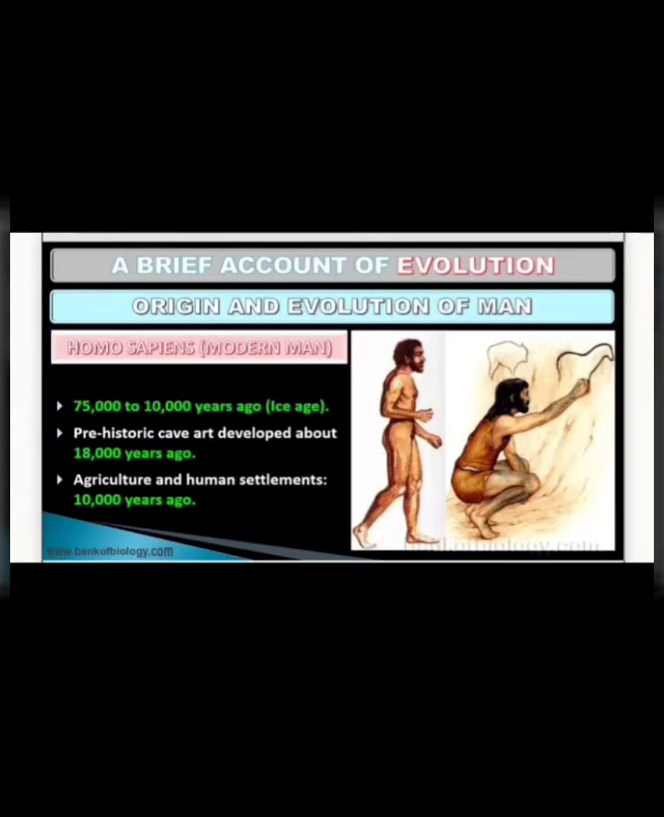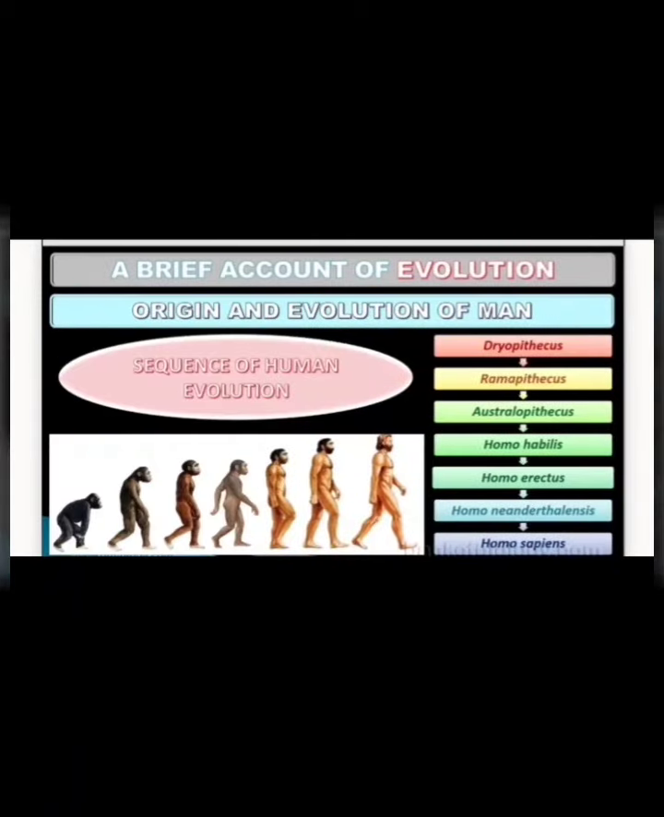He appeared about 75,000 to 10,000 years ago, which was also called the Ice Age. Prehistoric cave art you might have seen was all developed around 18,000 years ago. Also this modern man practiced agriculture and human settlements about 10,000 years ago. So the origin and evolution of man: Dryopithecus, Ramapithecus, Australopithecus, Homo habilis, Homo erectus, Homo neanderthalensis, and then Homo sapiens.